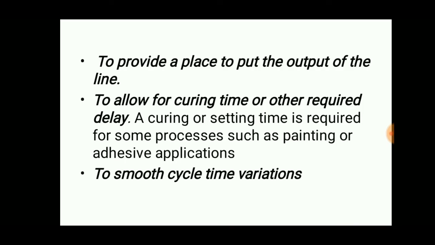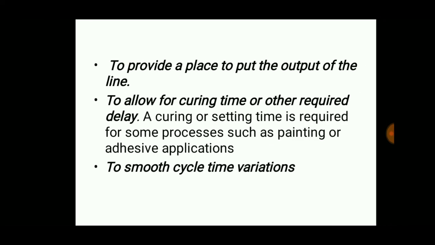That is, input is the raw material and output is the product. So this is a place to put the output and to allow for curing time or other required delay. Some stations have painting stations, and we could wait for some time for the paint to dry, so this is the correct place to store these painted parts. They can wait for some time until the paint gets dried, then they can be processed to the next station. And to smooth the cycle time variations. So this is a short video, friends, about the storage buffer.